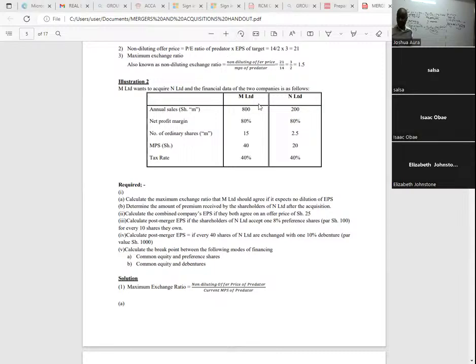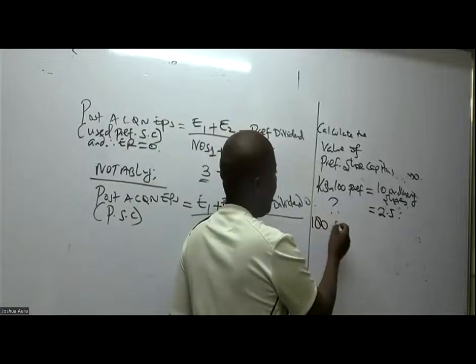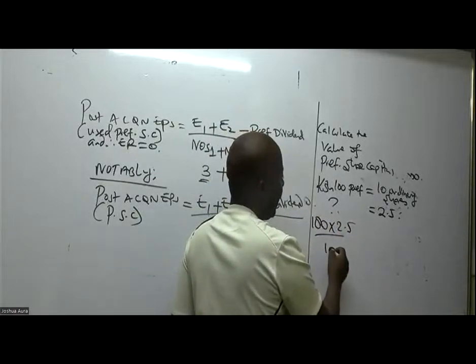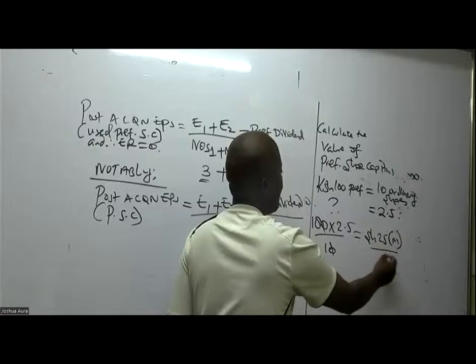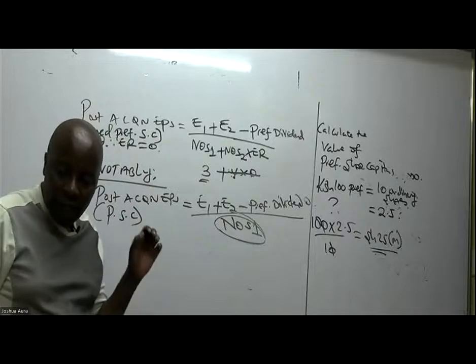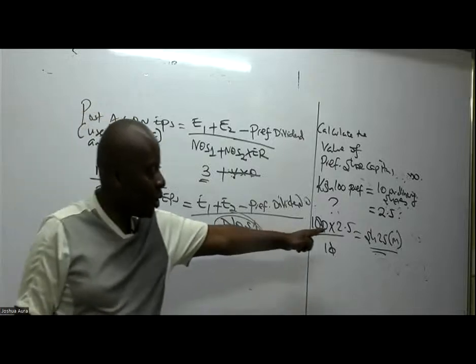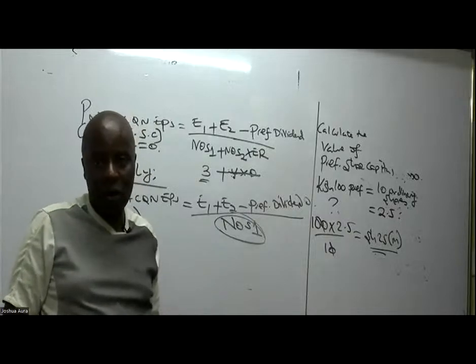All right, so I'm being given a figure of 25. If you try cross multiplying here, it will be 100 times 2.5 all over 10, which at the end of the day is 25, of course in millions. Shillings 25 million. Now, having gotten that, I'll ask myself, out of these shillings 25 million, how much in preference dividends will I be paying?